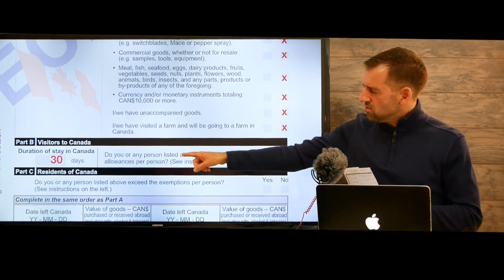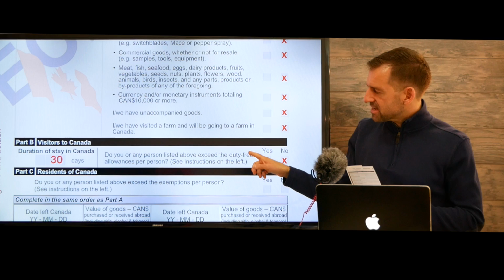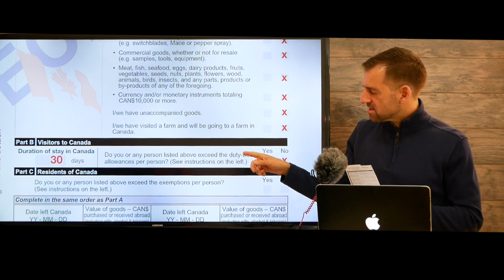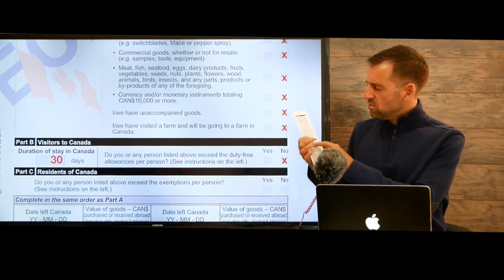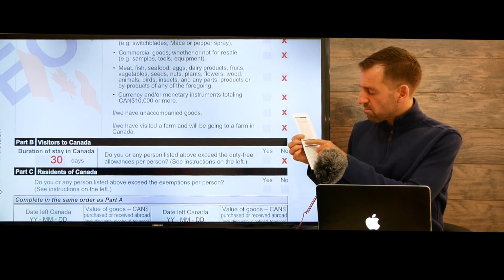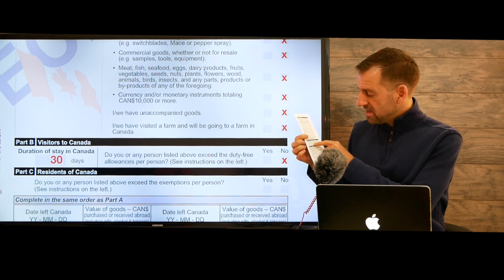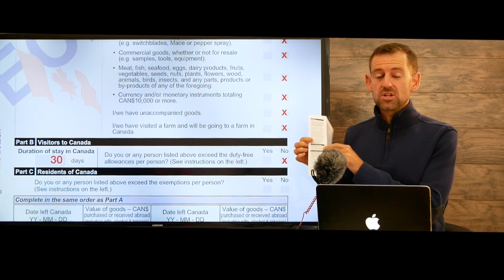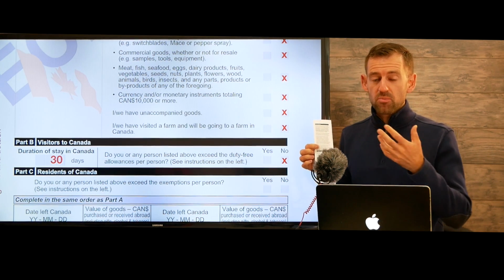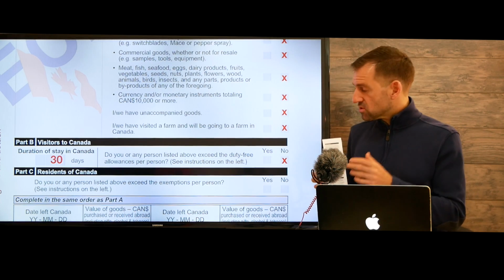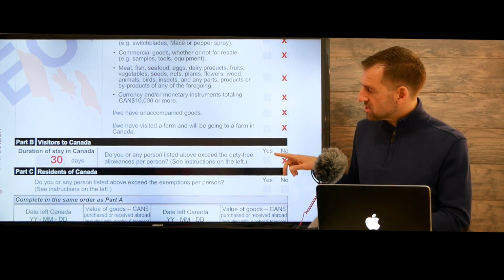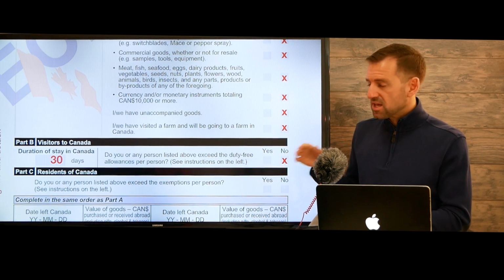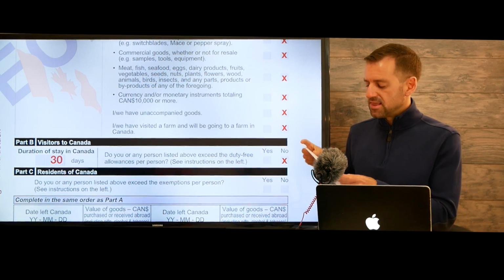And do you or any person listed above exceed the duty-free allowances? You can bring things into Canada, but there are some restrictions here. Okay, let's see what these restrictions are for Part B, Visitors to Canada. Gifts. You can't bring in any gifts more than $60. If it's more than $60, if you're bringing a gift for someone and it's really expensive, like $1,000 or $100, then you would need to say yes, because you're going over the limit, okay?